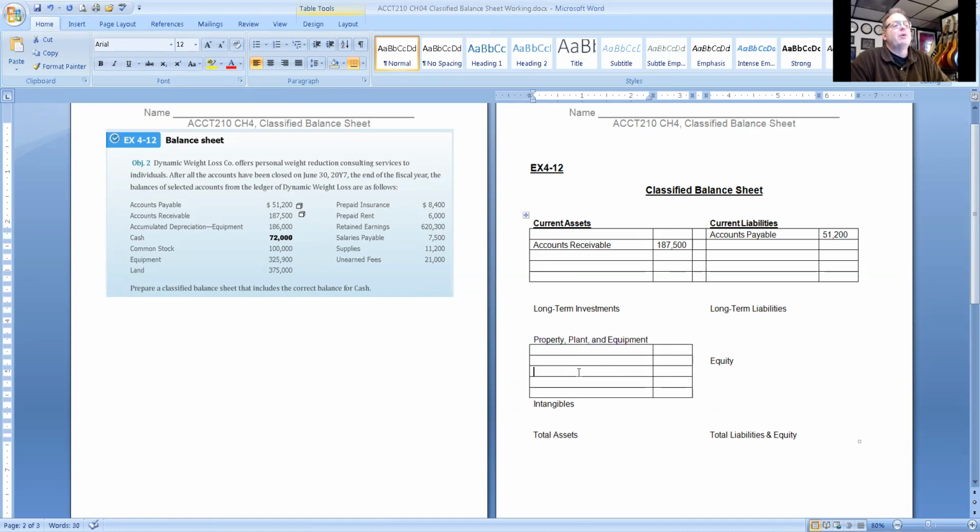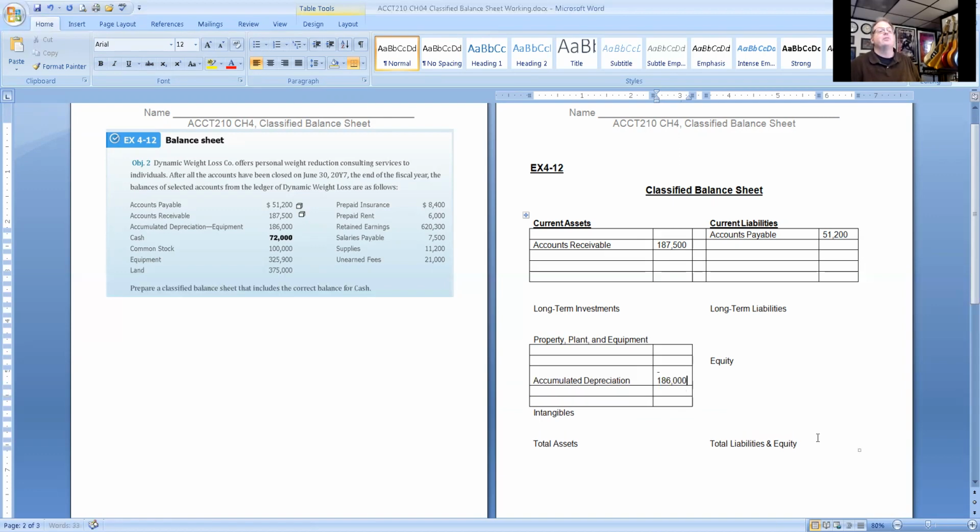All right, I'm going to put it down here a little bit lower. So that is going to be a negative 186,000. That's that contra asset we talked about.